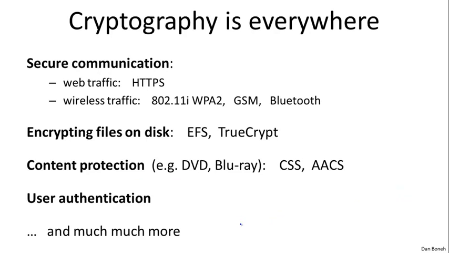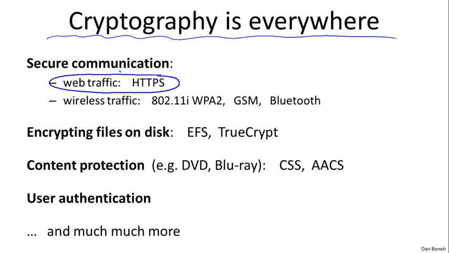By now, I'm sure everybody taking the class knows that cryptography is used everywhere computers are. It's a very common tool that's used to protect data. For example, web traffic is protected using a protocol called HTTPS. Wireless traffic, for example, Wi-Fi traffic is protected using the WPA2 protocol that's part of 802.11i. Cell phone traffic is protected using an encryption mechanism in GSM. Bluetooth traffic is protected using cryptography, and so on. We're going to see how these various systems work.